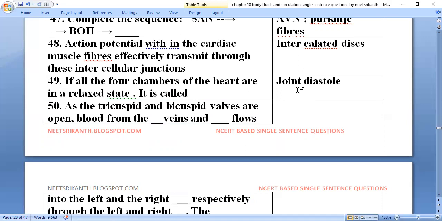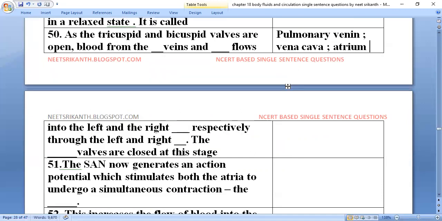As the tricuspid and bicuspid valves are open, blood from the pulmonary veins and vena cava flows into the left and right atrium respectively.